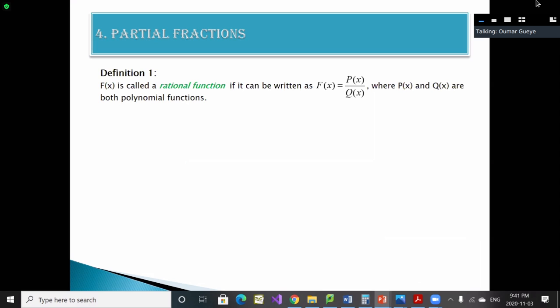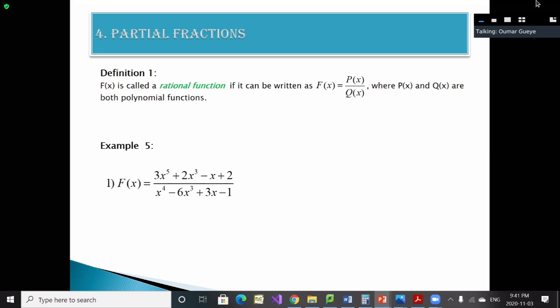Okay, so a polynomial over a polynomial is what we mean by a rational function. And here are two examples of rational functions. The first one is f of x equal to, as you can see, the numerator is a polynomial function. Same for the denominator. As I told you, polynomials mean the summation of powers of x, and each exponent is a positive integer, as you can see here.